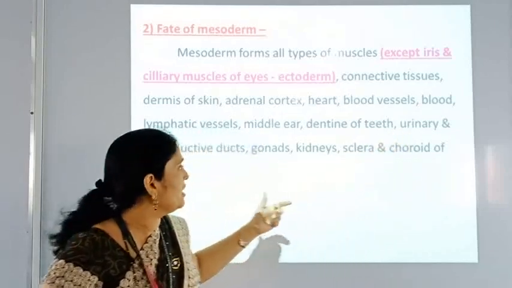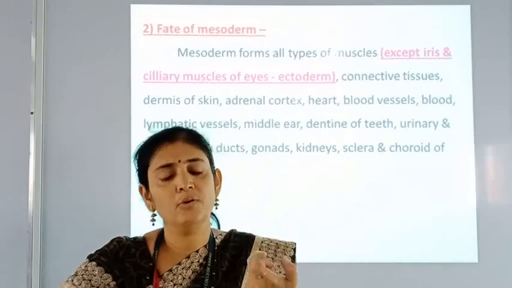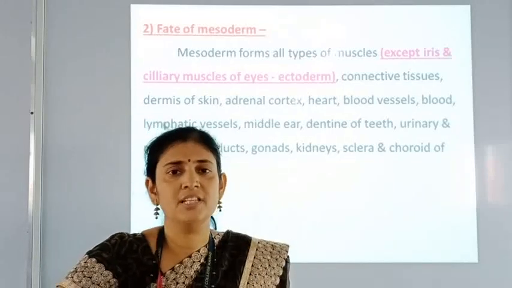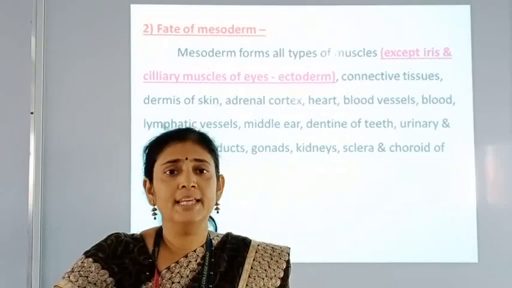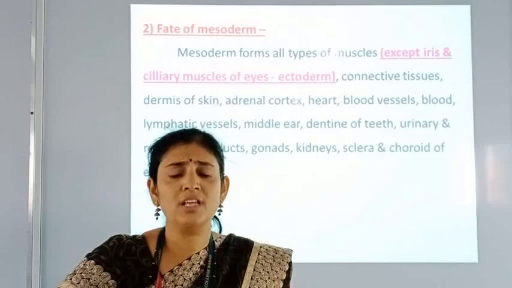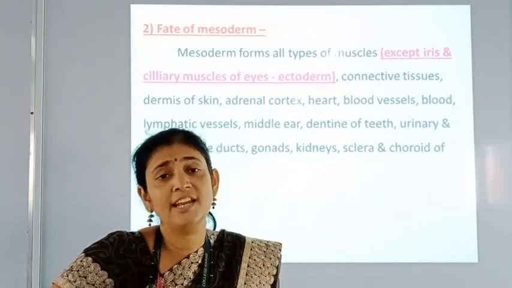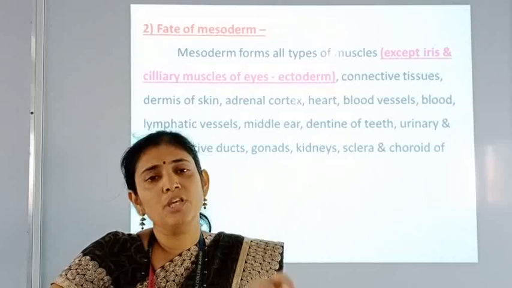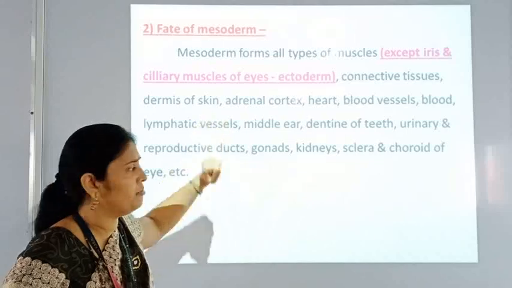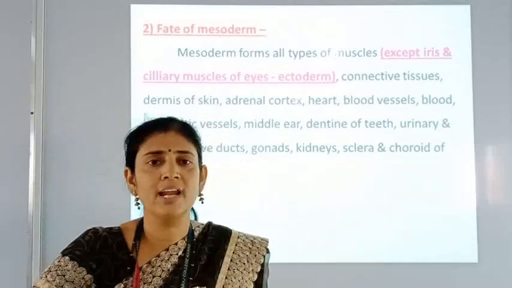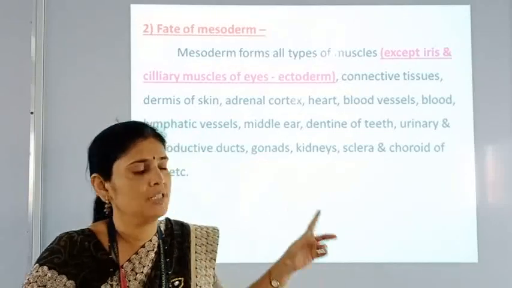Then here, urinary and reproductive ducts. There are different ducts present in the urinary system, the ureters, and in the reproductive system there are oviducts in the female body, and in the male body we can see the urethra or vas deferens. So these are different duct-like structures, and all these ducts related to the urinary system and the reproductive system are derived from this mesoderm. Then gonads, the male gonad as testis and the female gonad as ovary. Both these gonads are derived from this mesoderm.